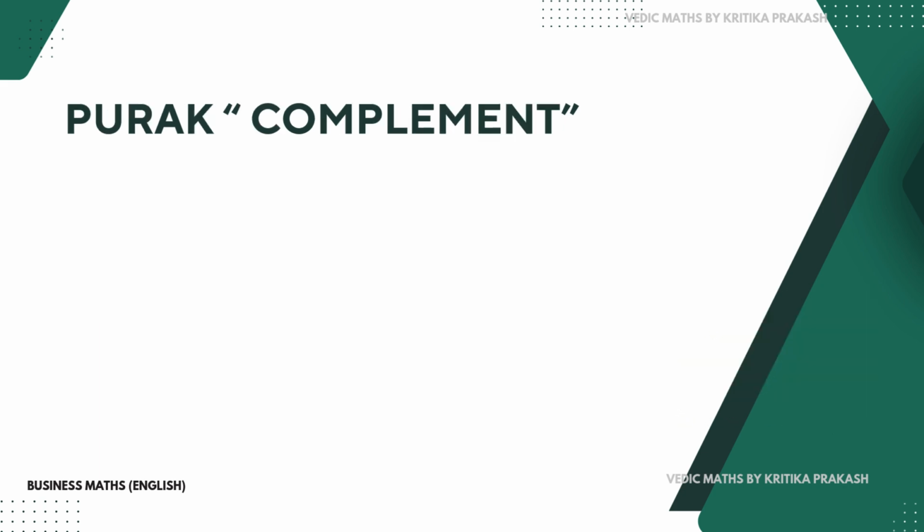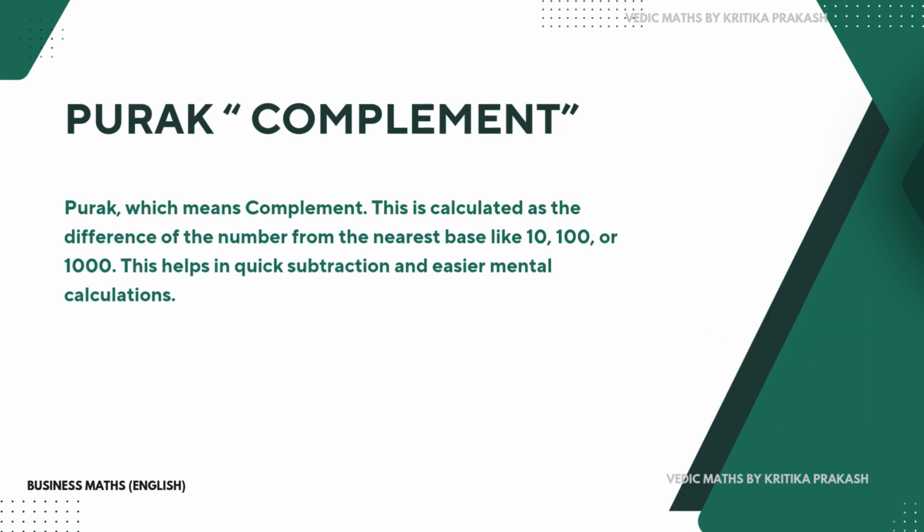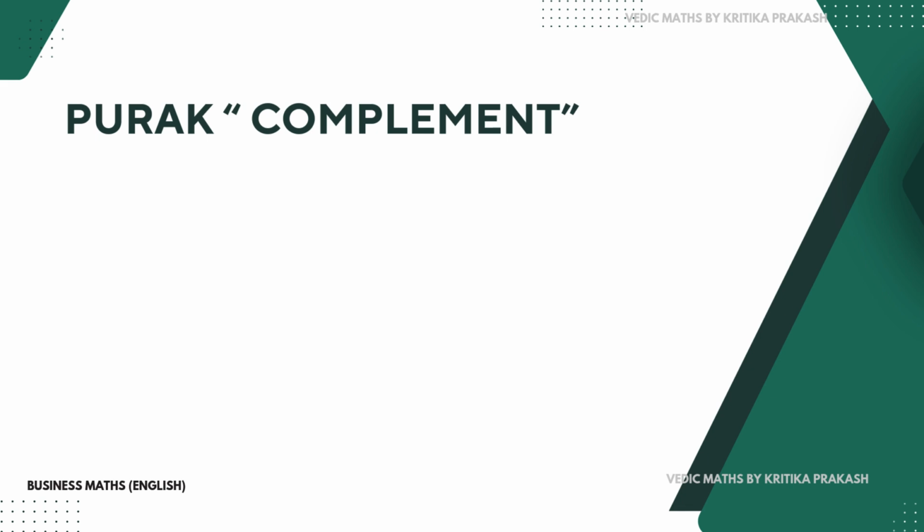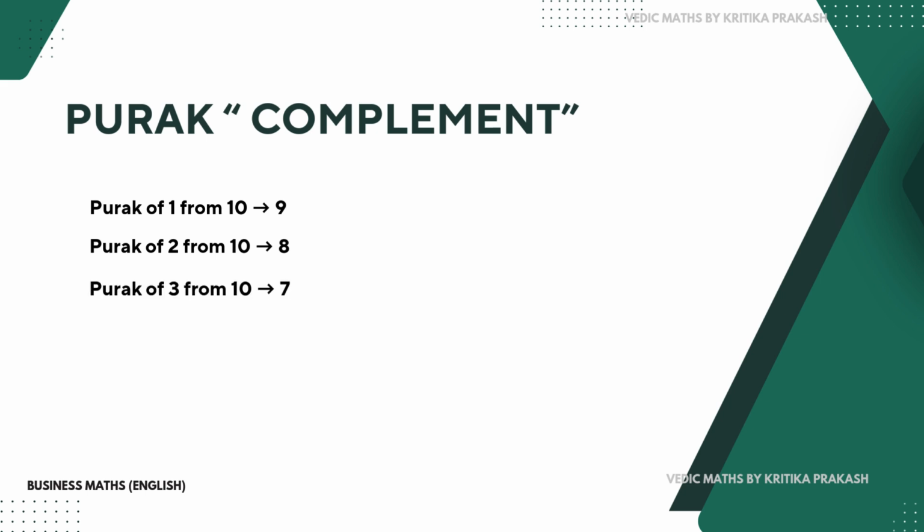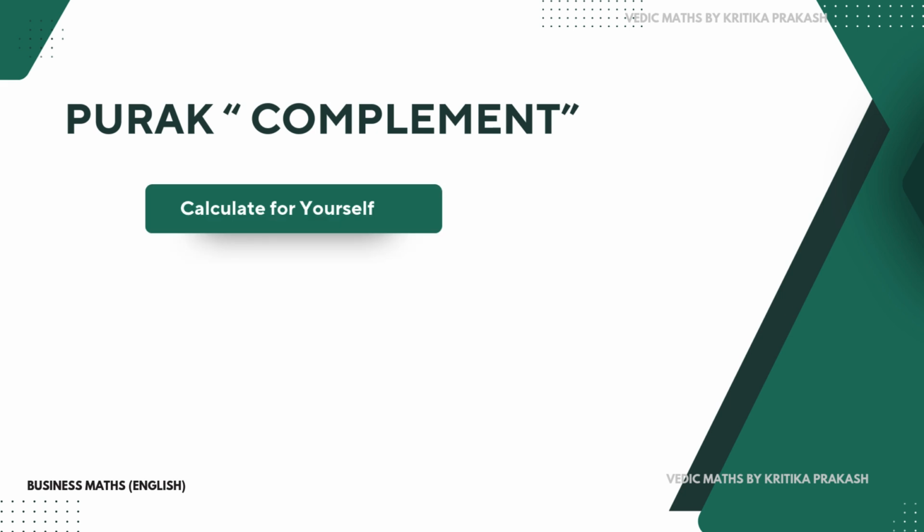Next is Purak. Purak means complement. This is calculated as a difference of the number from the nearest base like 10, 100 or 1000. For example, Purak of 1 from 10 is 9. Purak of 2 from 10 is 8. Purak of 3 from 10 is 7. Similarly, Purak of 4 from 10 is 6. Since you have understood this, so now calculate Purak of 5 from 10, 6 from 10, 7 from 10 and 8 from 10.